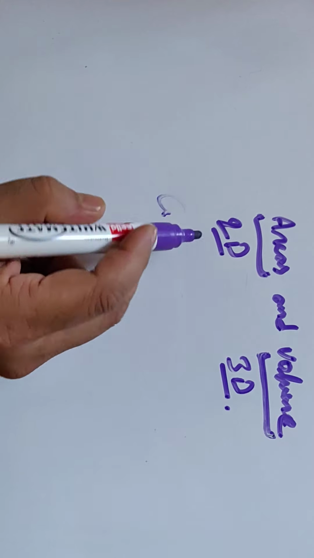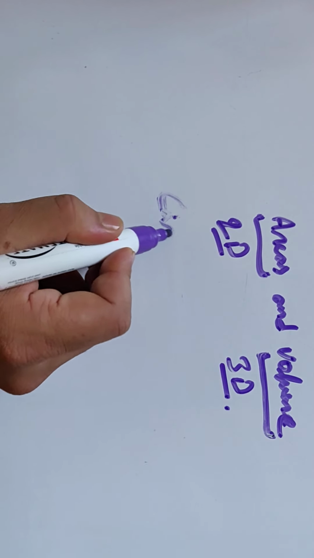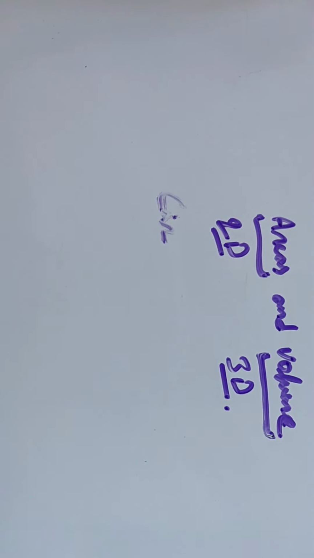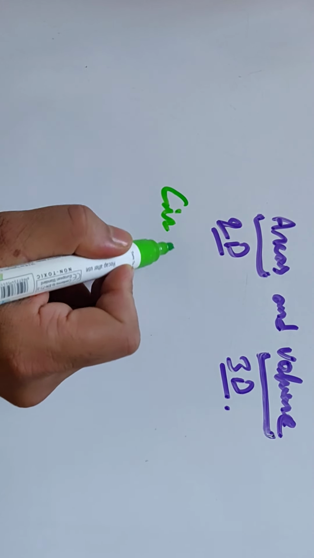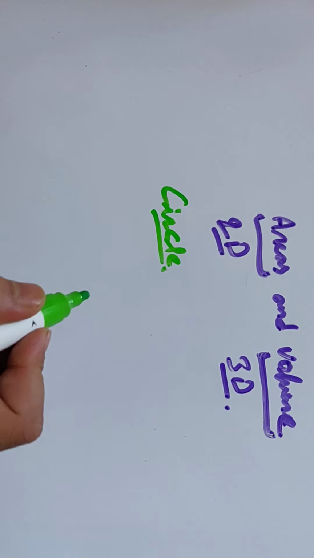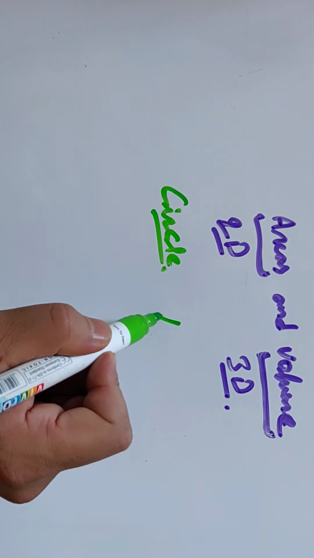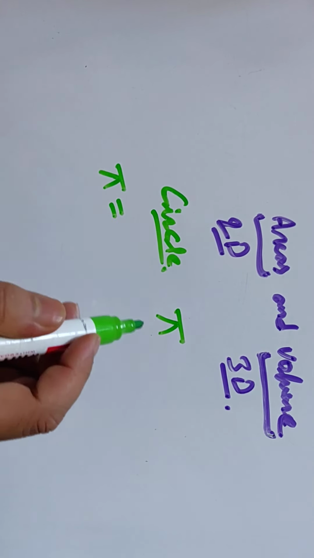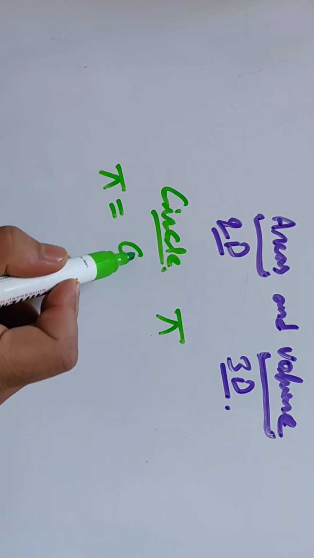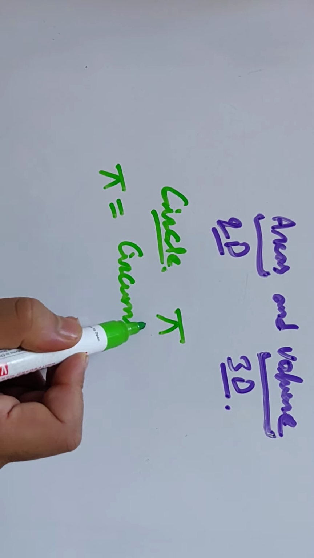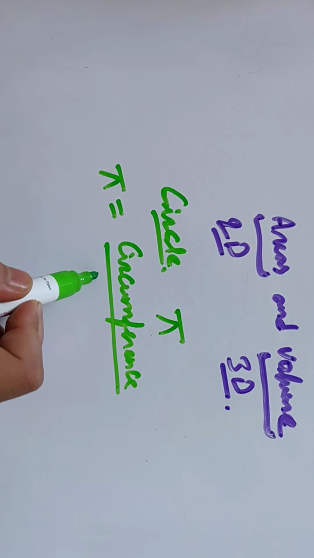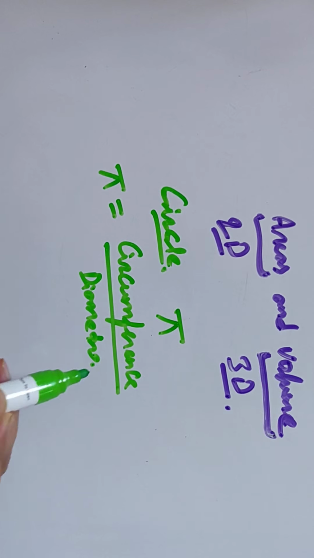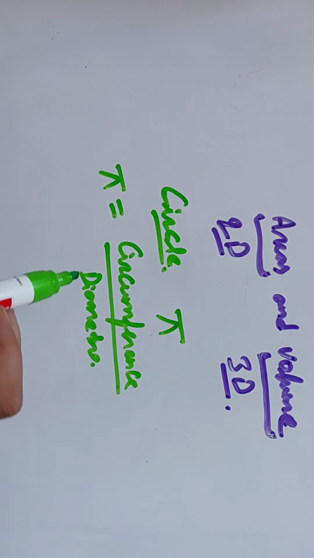Now what about a circle? Let me change the marker. See, in an earlier video I have explained the meaning of pi. So what is pi? Pi is the ratio of circumference to diameter.